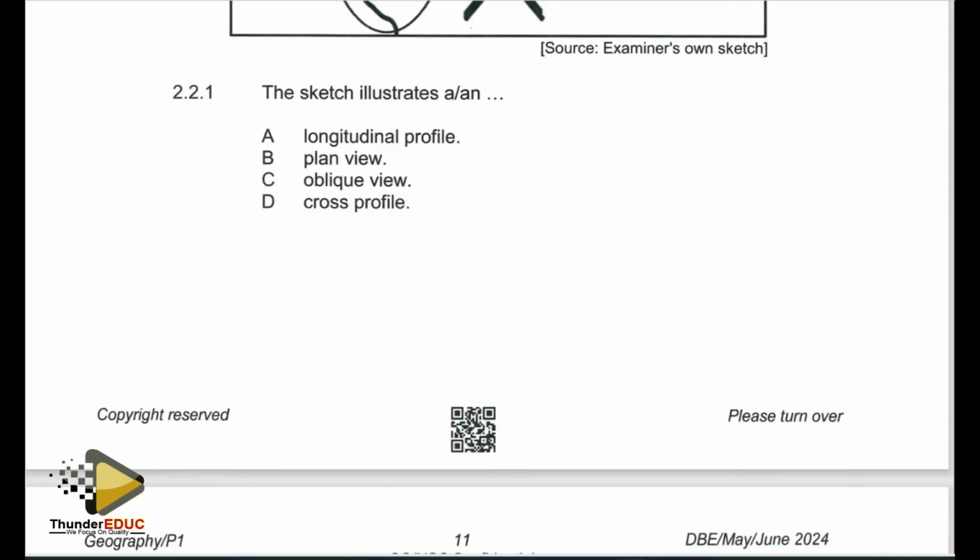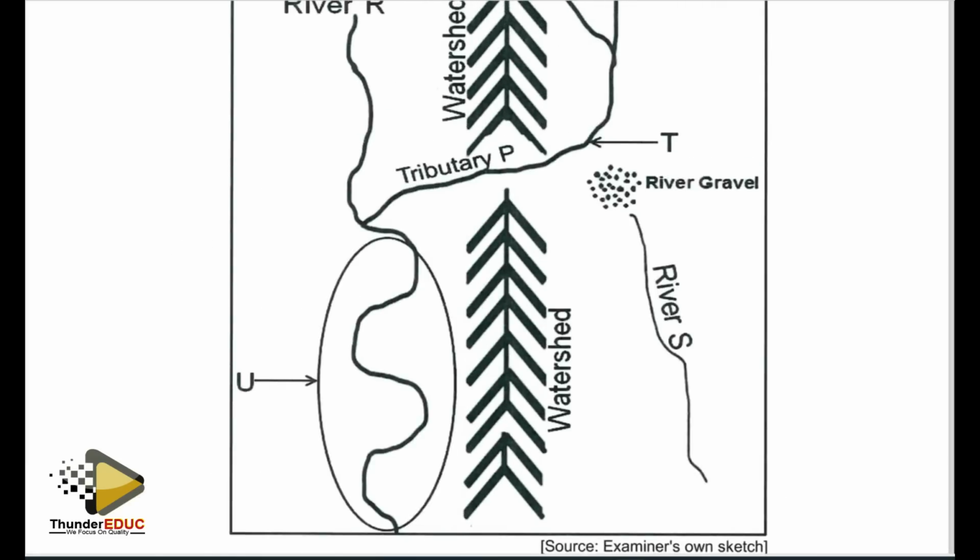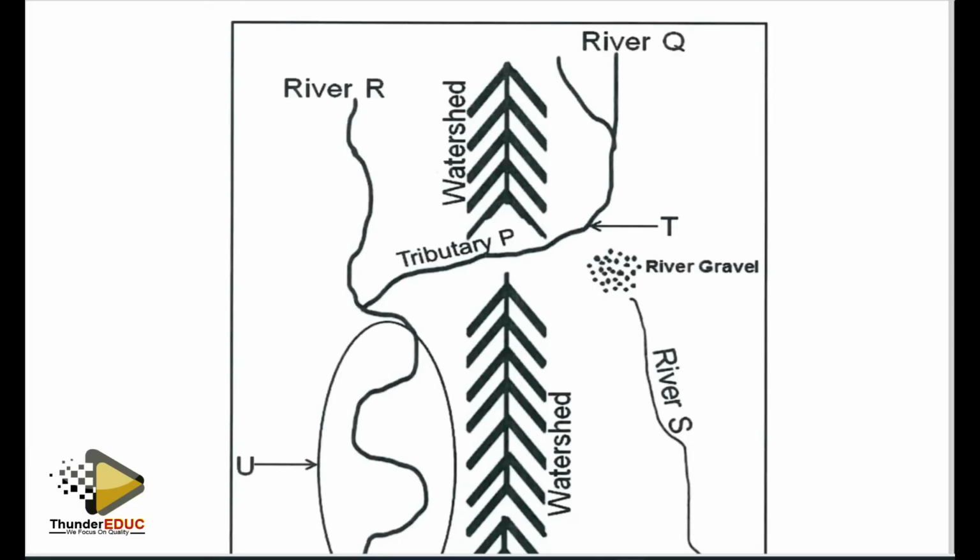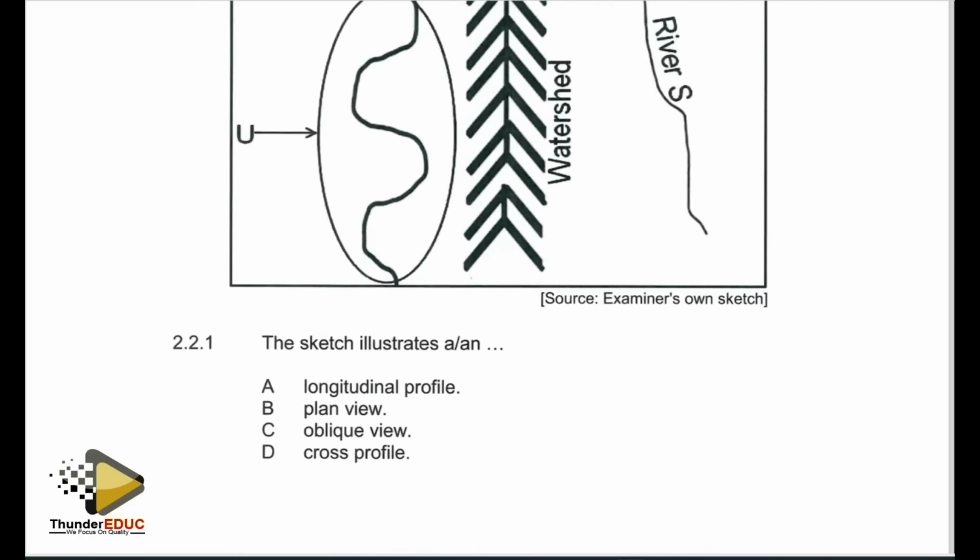Right, number 2.2.1, it says the sketch illustrates a what? Is it a longitudinal, plan, oblique, cross profile? Right, this one here, it qualifies to be a plan view. We cannot say it's a longitudinal because the longitudinal profile shows the gradient of the river from its source to its mouth. And in this instance, it's not one river. We're looking at river R, river Q here, and river S, which later developed after the process of river capture. So this qualifies to be a plan view in that instance.